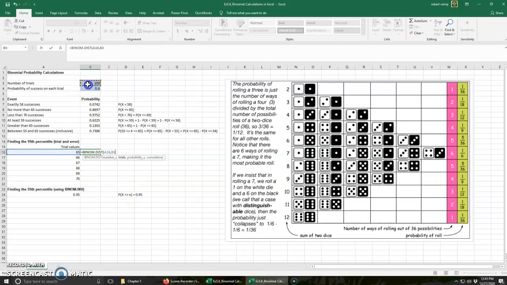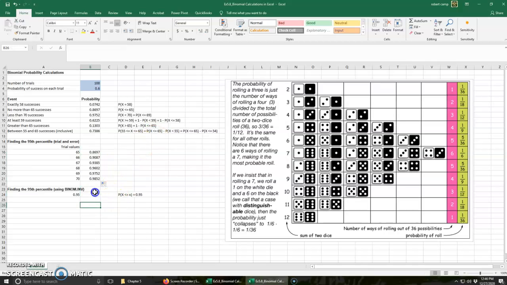And so then we're going to take our number of trials, we're going to lock that in. We are going to take our probability, we'll lock that in. And yeah, we want it to be cumulative, so we'll make it true. And so now I'm just going to drag that down, and there we go. So our 95th percentile is, well, we got 67 and 68. 95 lays in between the two of those. So that would be our 95th percentile.